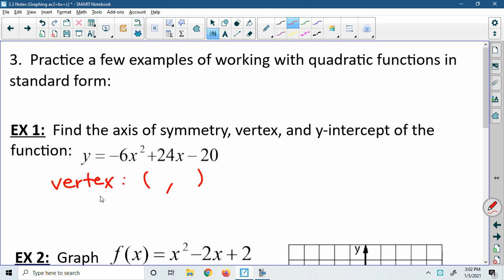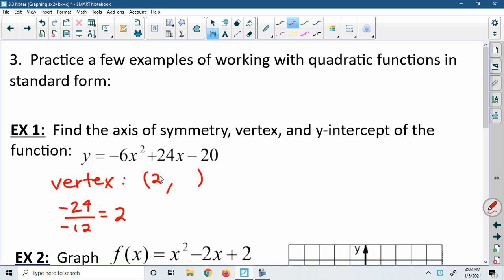From the formulas that you just barely wrote down, the x-coordinate of the vertex is negative b, so that would be negative 24 over 2 times the a number. So 2 times negative 6 would be negative 12. That simplifies to be a positive 2.